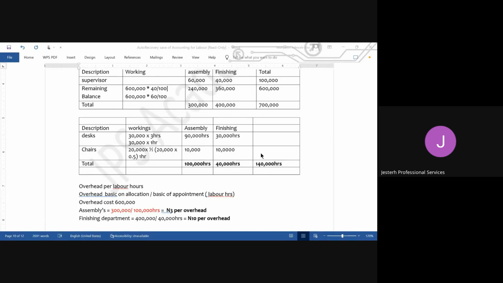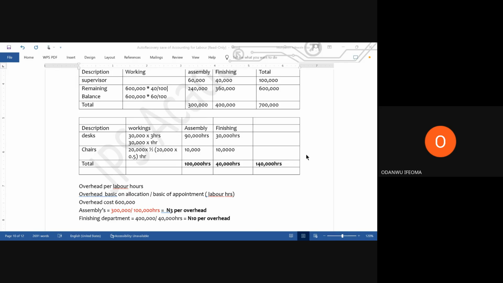Okay, Mrs. Infirma, are you with us? Yes, sir. Okay, can you just explain briefly how we get the overhead per department? Okay, from the question, it says that the company expects to produce 30,000. I believe you just have the question. Yes, sir, I have it. Okay, you can proceed.